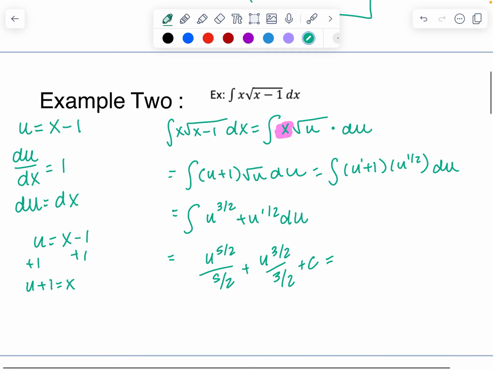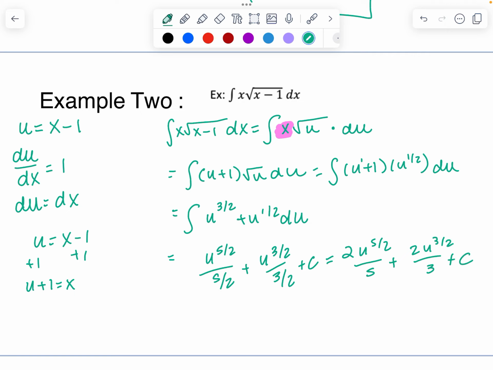I'm going to first clean this up. This will become 2 times u to the 5/2 over 5 plus 2 times u to the 3/2 over 3 plus c. And now finally I need to plug u back in. So it'll be 2 times (x minus 1) to the 5/2 over 5 plus 2 times (x minus 1) to the 3/2 over 3 plus c. And that is our answer.